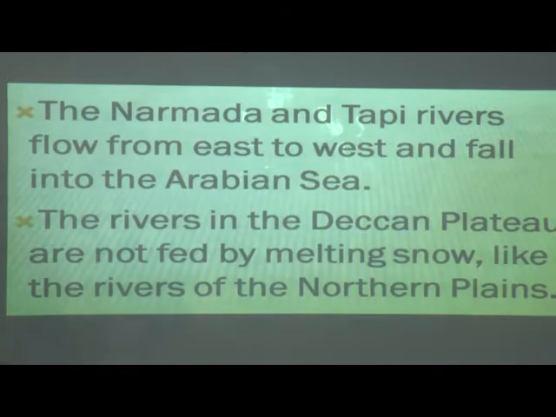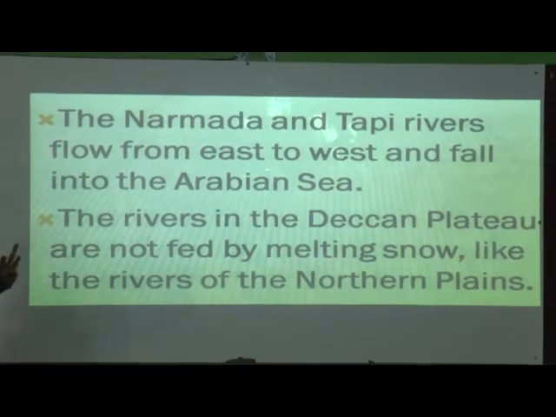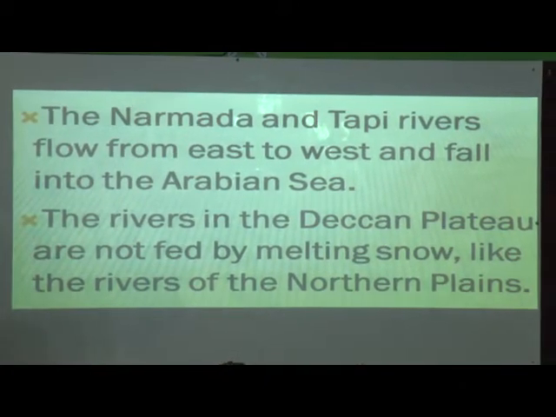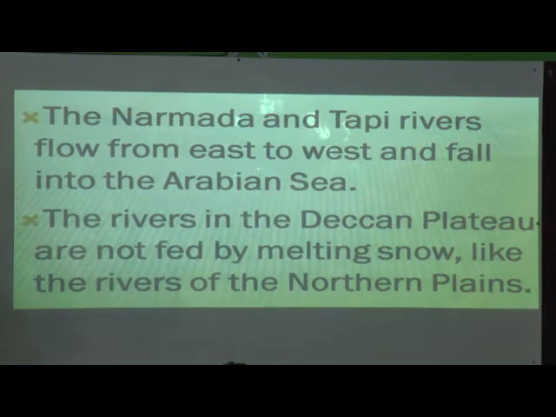Now the Narmada and Tapi rivers flow from east to west and fall into the Arabian Sea. They flow in the opposite direction, from east to west, and fall in the Arabian Sea.